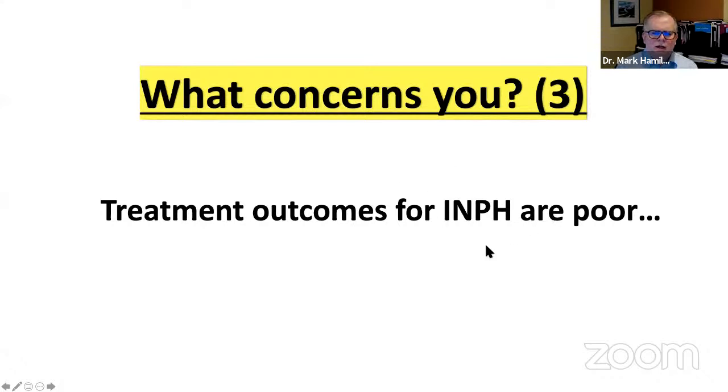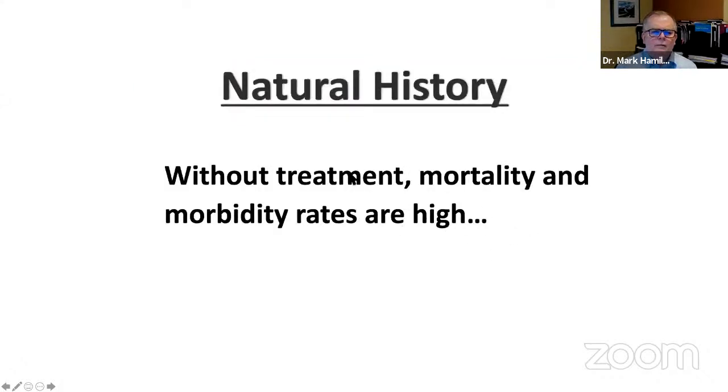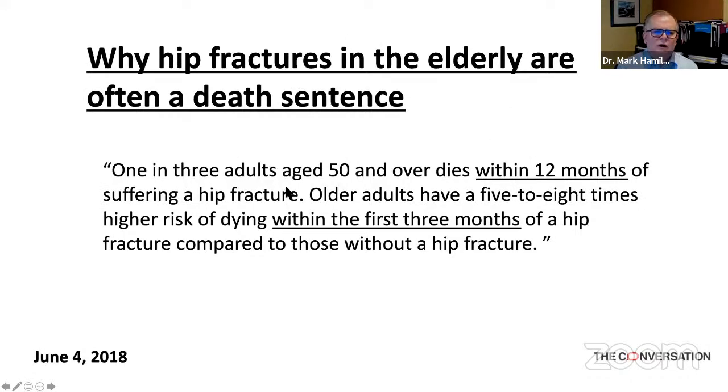Treatment outcomes are poor is an additional concern. I think one has to understand the natural history in iNPH and in hydrocephalus. High pressure hydrocephalus, people understand clearly that it's lethal, but iNPH is also lethal, has a high mortality and morbidity. One aspect of that is falls. So one in 3 adults over the age of 50 will fall, and 1 in 3 adults over the age of 50 who falls and has a hip fracture dies within 12 months. Older adults have a 5 to 8 times risk of dying within the first 3 months of a hip fracture.